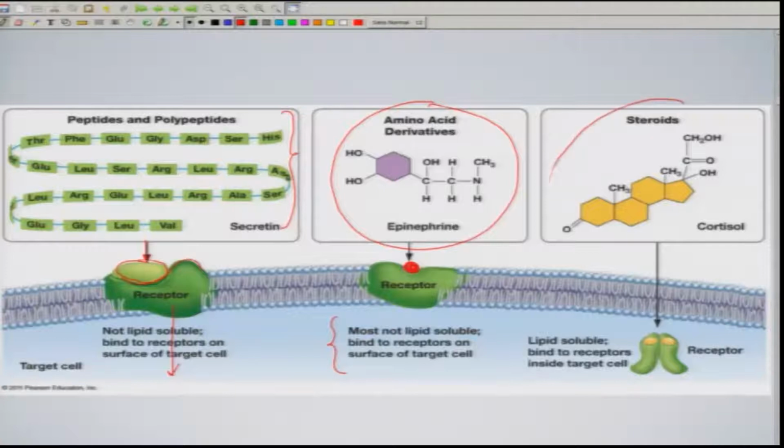Then comes the steroid. These ones go through and through. Lipid soluble hormones bind to receptors inside the target cells, and all these are happening outside the target cell. So, this is the modus operandi by which it works.